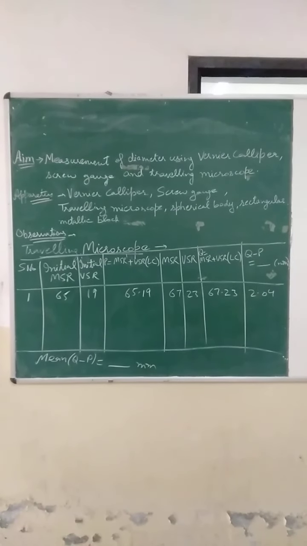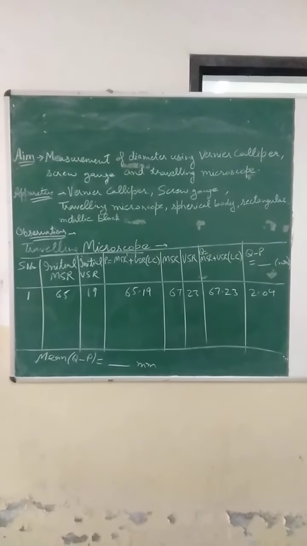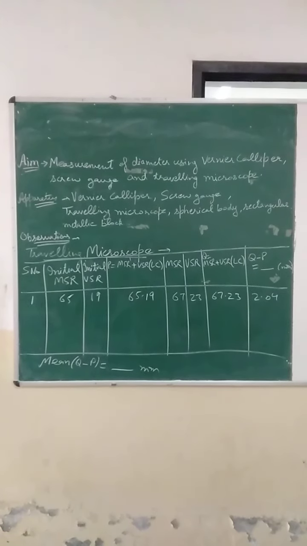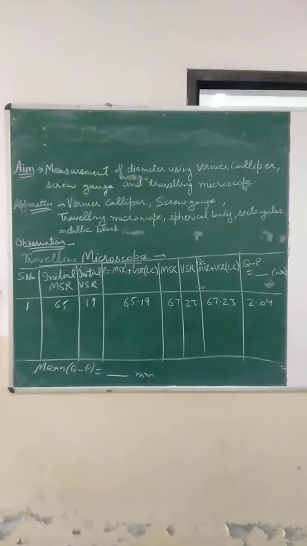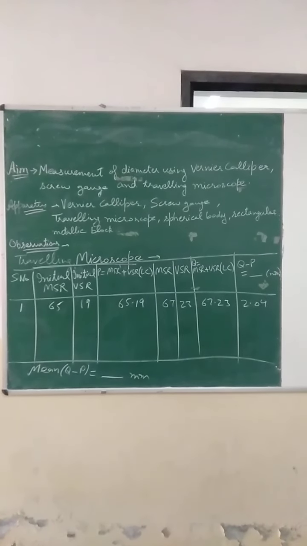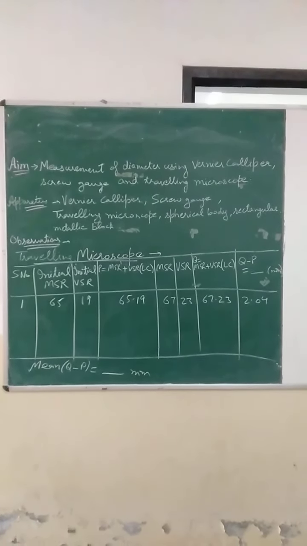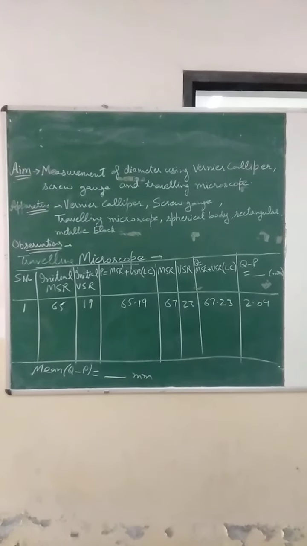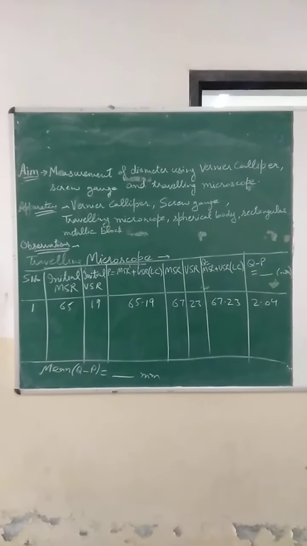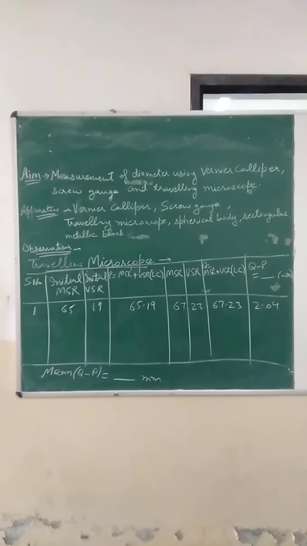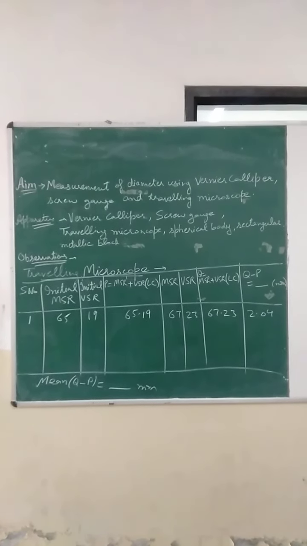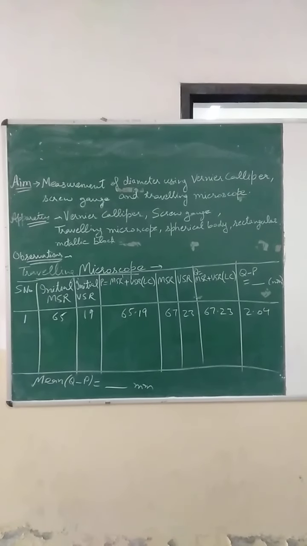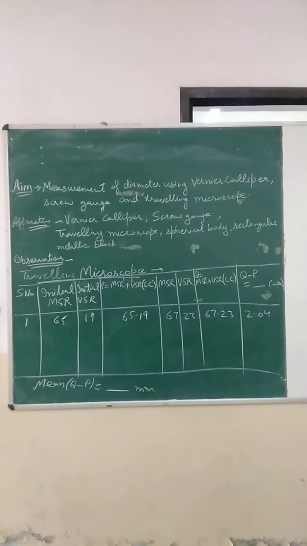Initial main scale reading and initial vernier scale reading, in that case I have the reading 65.19. But when I take another reading for the main scale and vernier scale, it was 67 and 23. So this is how we can calculate the mean of the two values for the measurement, that was P and Q. So Q minus P, we can calculate the mean of that. So this is how we can measure the diameter of the object with the vernier caliper, screw gauge and travelling microscope.